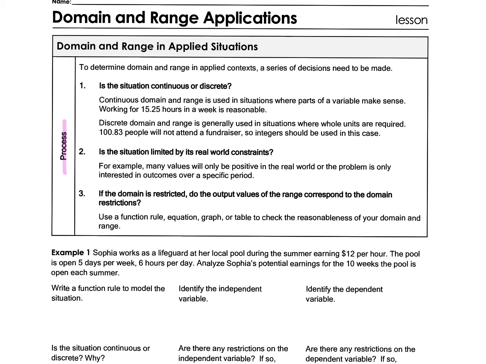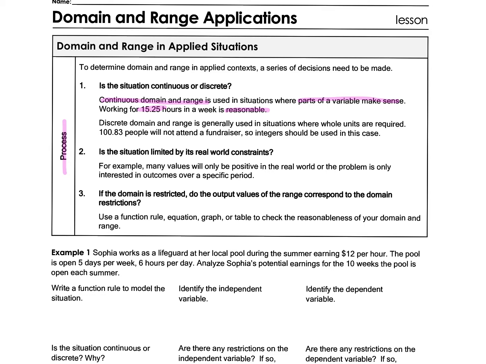Discrete has a break in it. Continuous keeps going. It includes all of those decimals, whole numbers, or fractions. So notice it says continuous domain and range is used in situations where parts of the variable make sense. For example, if you have a decimal 15.25 hours in a week, you can work 15.25 hours in a week. So that is reasonable. So that would be continuous.